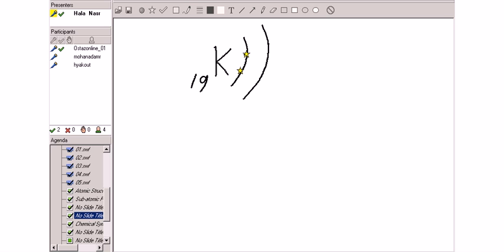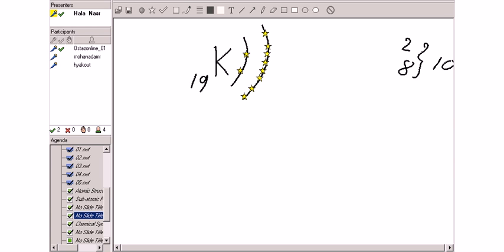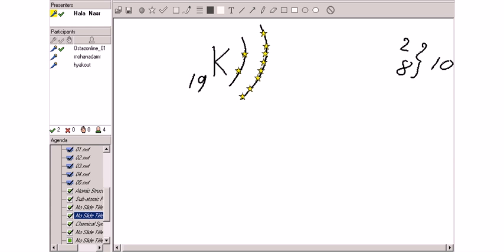So let's first put the 8. So 1, 2, 3, 4, 5, 6, 7, 8. Now let's go to the third. So we have here 2 and 8, which are equal to 10. So we still have 10 electrons to put. So let's draw the third energy level.